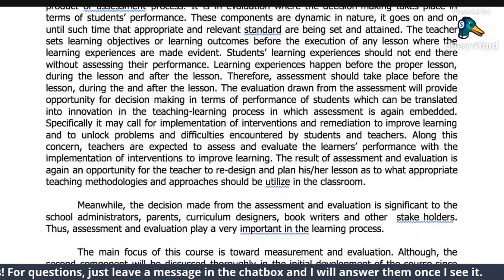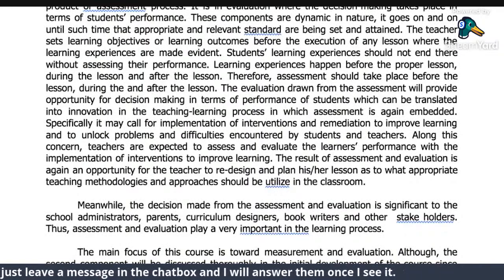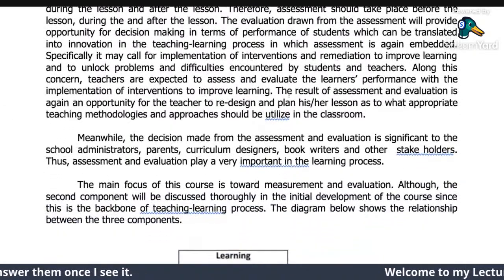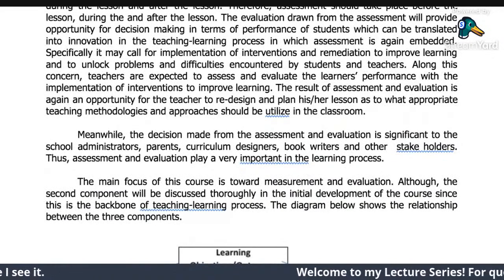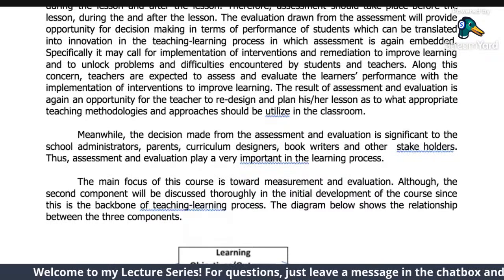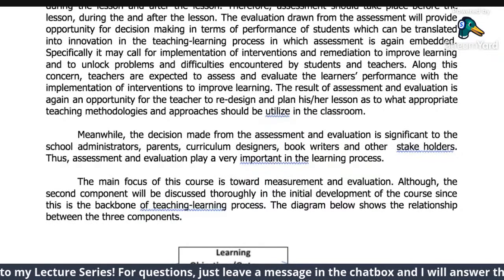So learning experiences happen. Therefore, assessment should take place before, during, and after. The evaluation drawn from the assessment will provide opportunity for decision making in terms of performance of students, which can be translated into innovation in the teaching-learning process, in which assessment is again embedded.